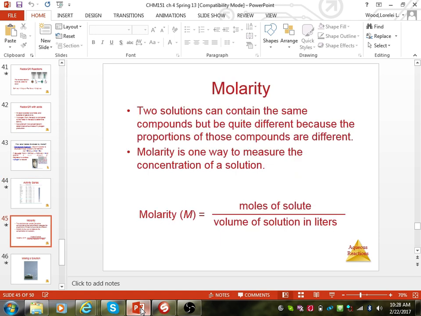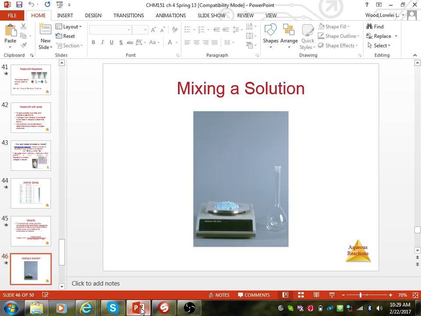Here's where we are. We're going to be talking about molarity and ways to calculate molarity. We're also going to talk about molality and the difference between molarity and molality. I'm also going to show you how to calculate percent by mass, because those are three ways that chemists use to express concentration of a solution. I want you to be able to calculate all those.